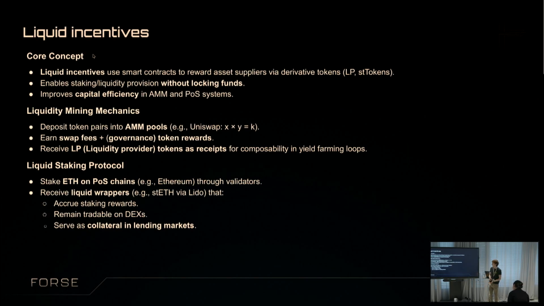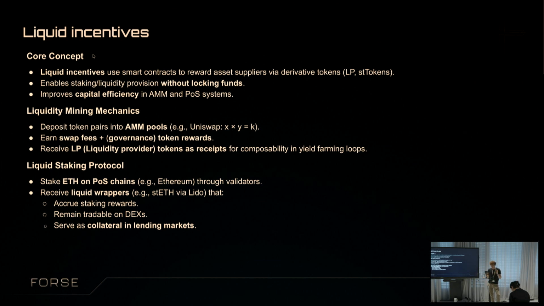Next, liquid incentives, so liquidity mining. This is where you give money for money. The core concept of liquid incentives is that we use a smart contract to reward asset suppliers with derivative tokens, for example, stake tokens or liquidity provisioning tokens. The core concept enables staking and liquidity provision without locking funds, and it improves the capital efficiency in AMMs and POS systems.